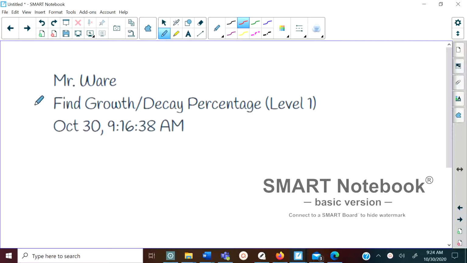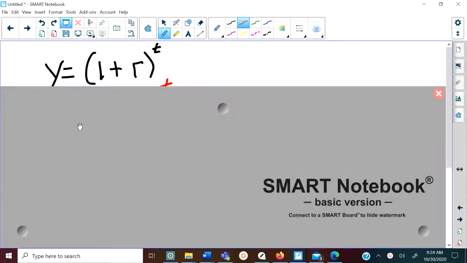Alright, so remember that the growth and decay formula, and I'm going to start with the growth one, looks like this: y is equal to 1 plus r raised to the t. The way I taught that is I told you to put your percentage and then your time in and just type it in the calculator. But let me show you what happens if you don't know the time or how many years, and you just know the rate and you want to simplify the formula.